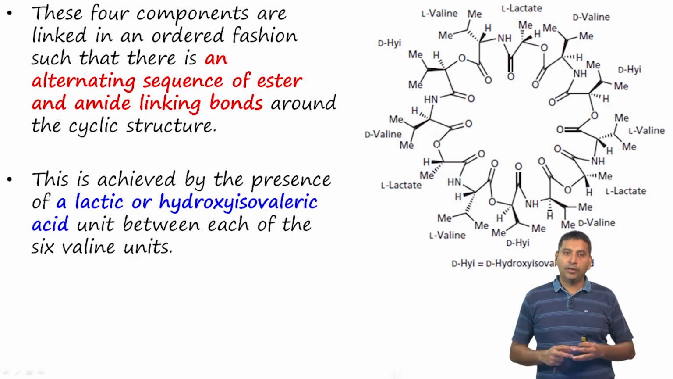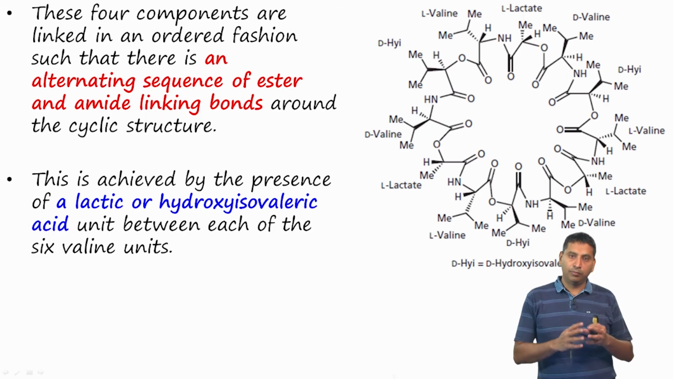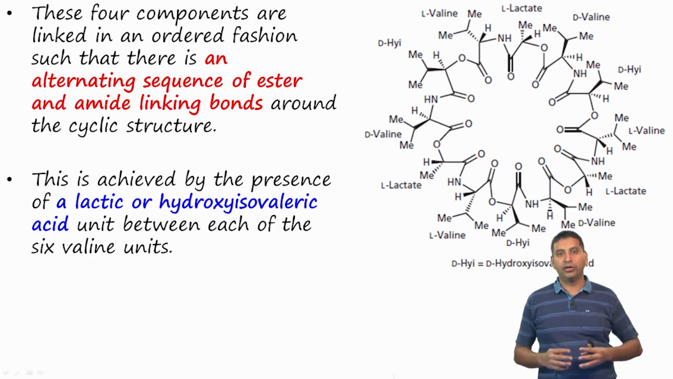And this is achieved because we have an important molecule such as lactic acid or hydroxy isovaleric acid between the subunits of each of the 6 valine units.